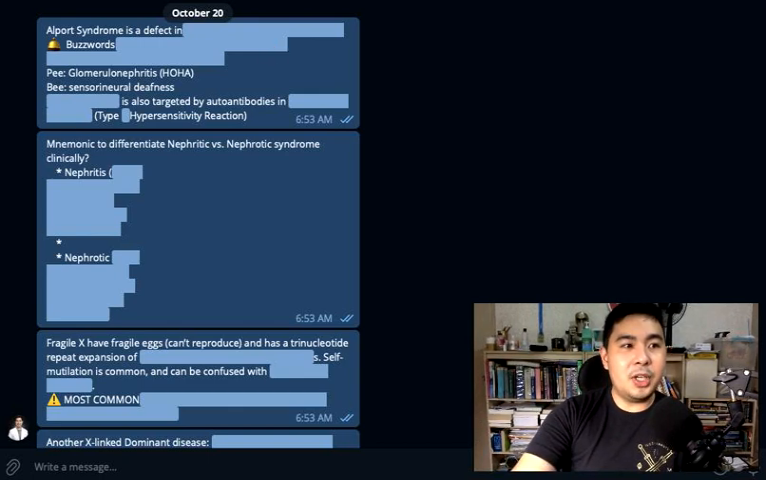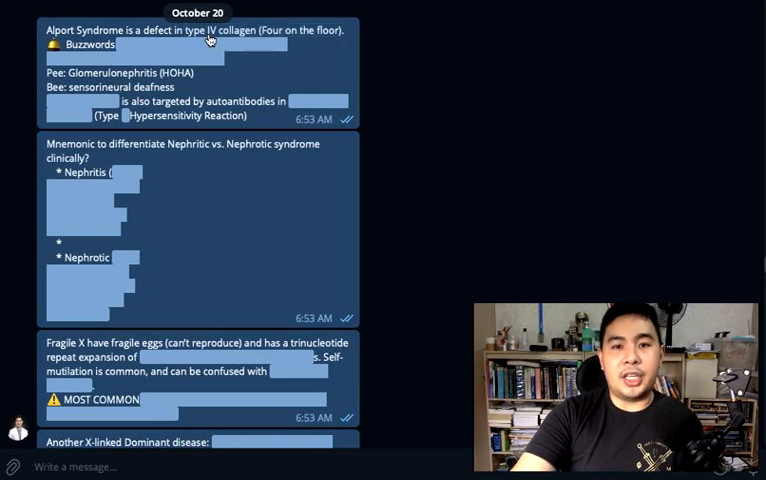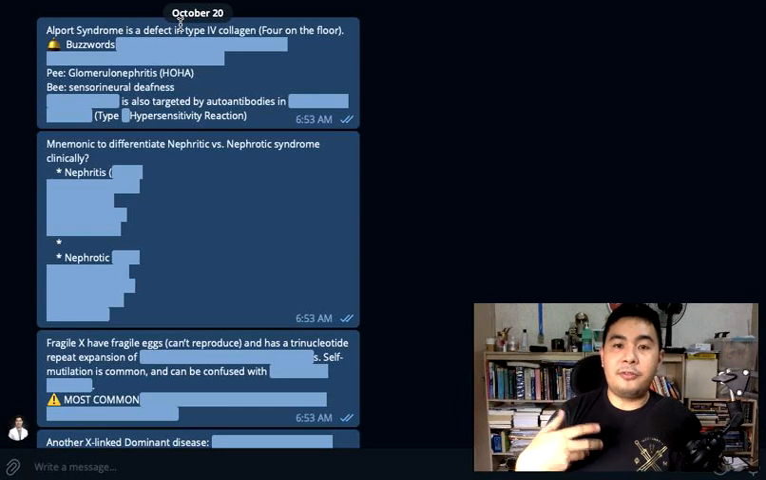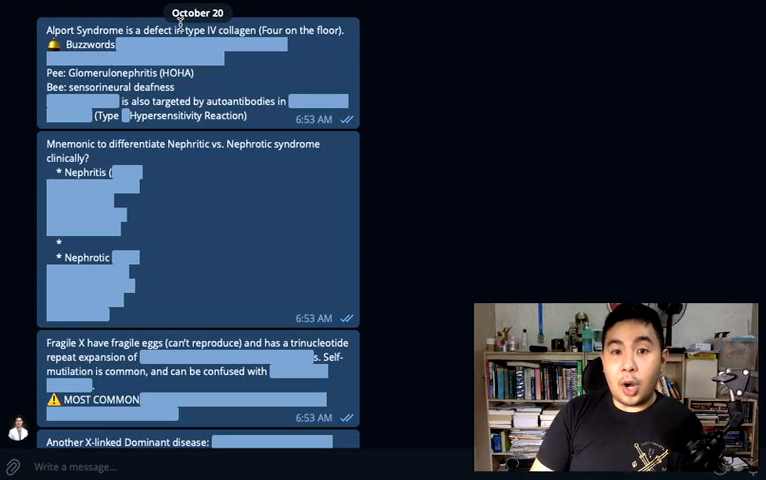Alport syndrome. Alport syndrome is a defect in type 4 collagen. Way to remember this would be 4 on the floor, type 4 on the floor. Other collagens would be type 1 collagen, which is found in bone. So, bone 1, that's type 1. Type 2 collagen would be cartilage. So, cartilage. Type 3 collagen would be reticulin. So, it would be found in your reticulin fibers. And type 4 collagen, 4 on the floor.